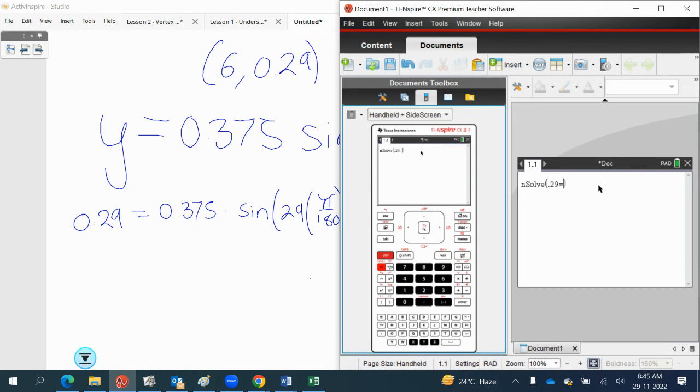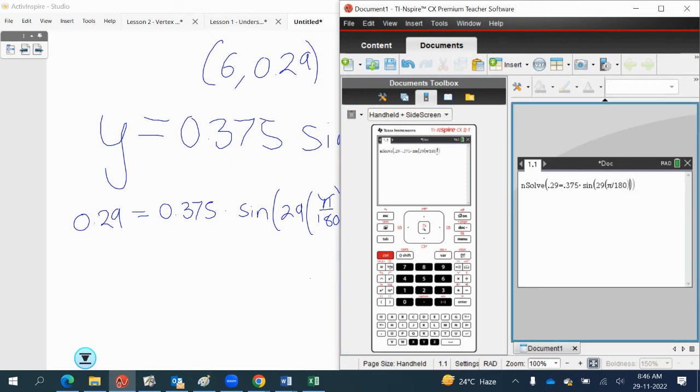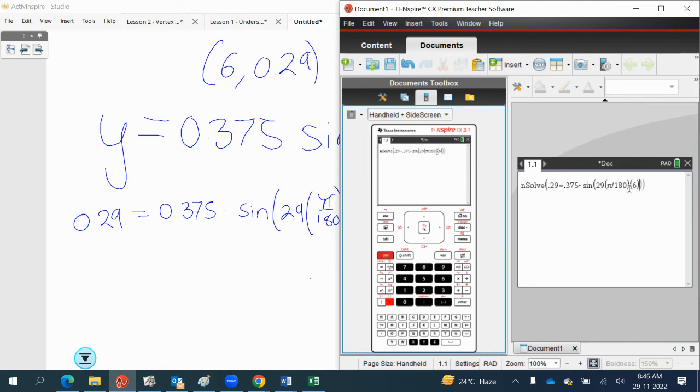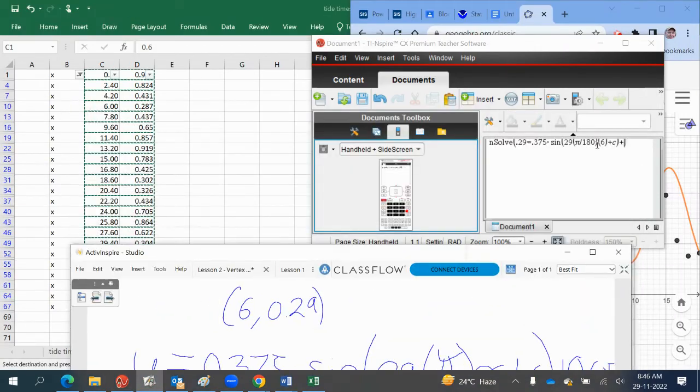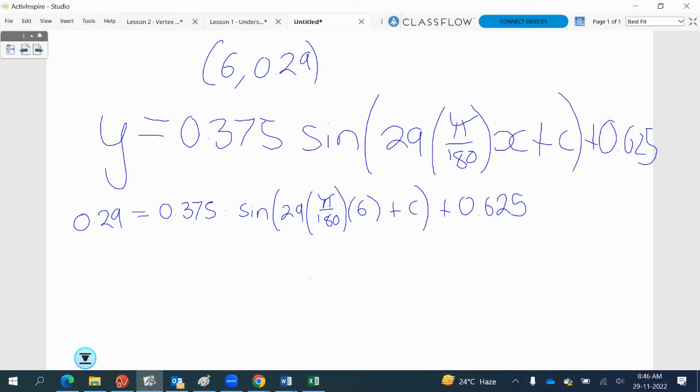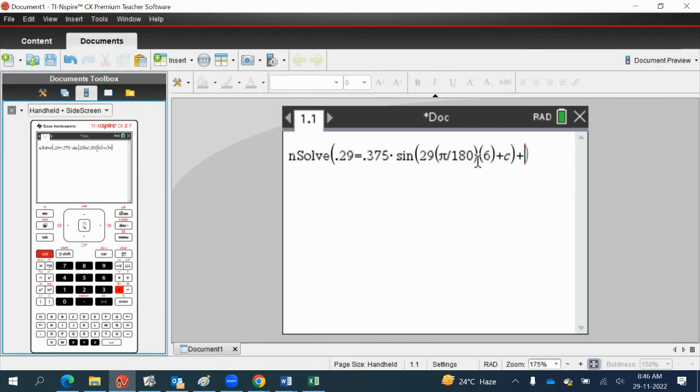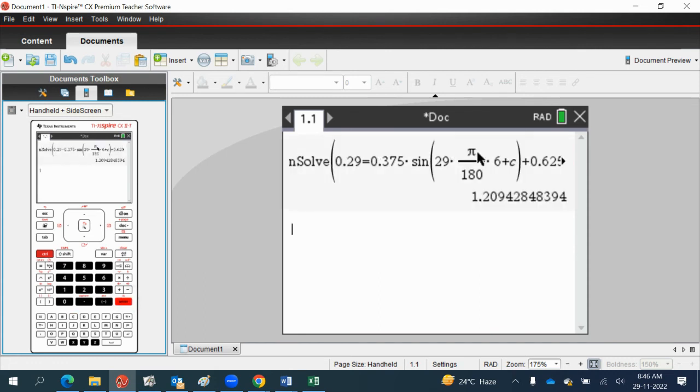0.29 is equal to 0.375 times sine of 29 bracket pi divided by 180 times 6 plus c plus, what's the last number? 0.625, comma, solve for c. We got a value of 1.21.